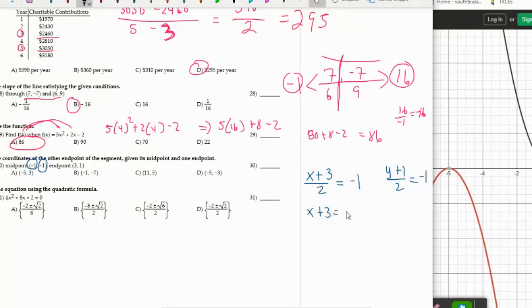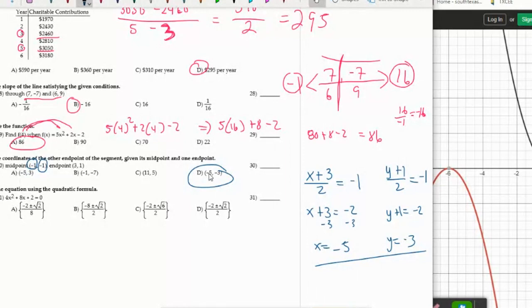Multiply 2 to both sides. Then subtract 3 from both sides. X equals -5. Right here, same steps. So then we got y equals -3. There you have it. -5, -3. Bada bing.